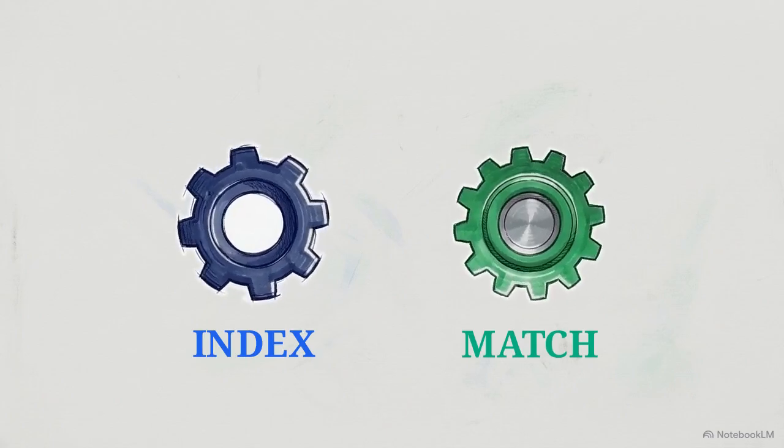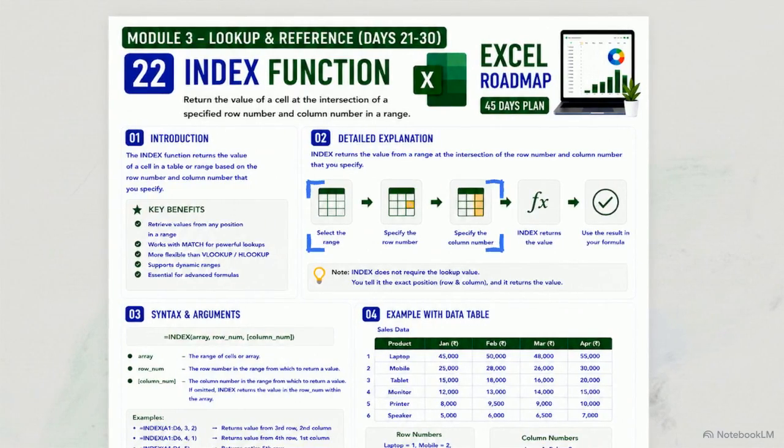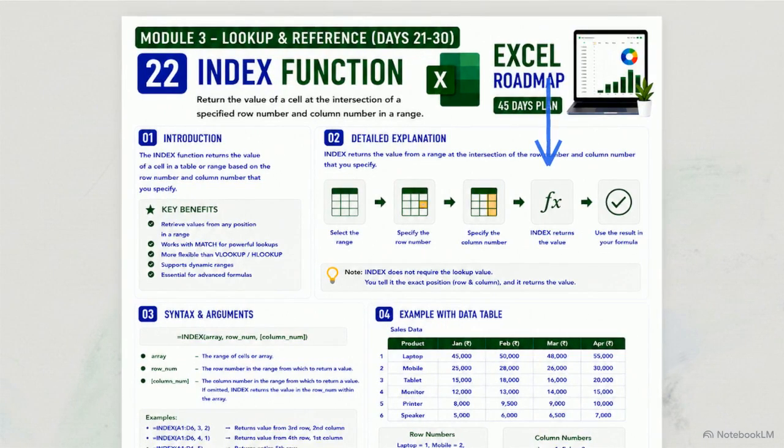and match functions. This diagram shows how index works. It acts as a basic coordinate system. You select a specific range of cells and tell it exactly which row and column number to look at. Index simply retrieves whatever value is sitting at that exact intersection.